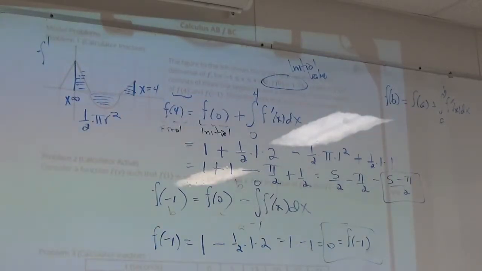All right, so with that said, working in your group, see what you can do with problem number 2. Number 2 is calculator active.